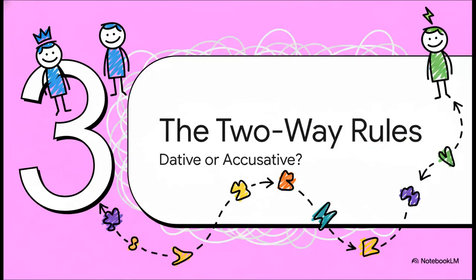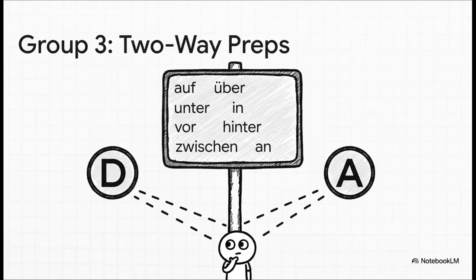So, okay, we've got our 2 teams with their fixed rules. Team dative, team accusative. Easy enough. But what about the prepositions that are kind of like double agents? The ones that can play for both sides. Now this is where it gets really interesting. These are called Wechselpräpositionen, which just means two-way prepositions. And yeah, they can trigger either the dative or the accusative. But don't panic. I promise there's a really simple trick to know exactly which one to pick.